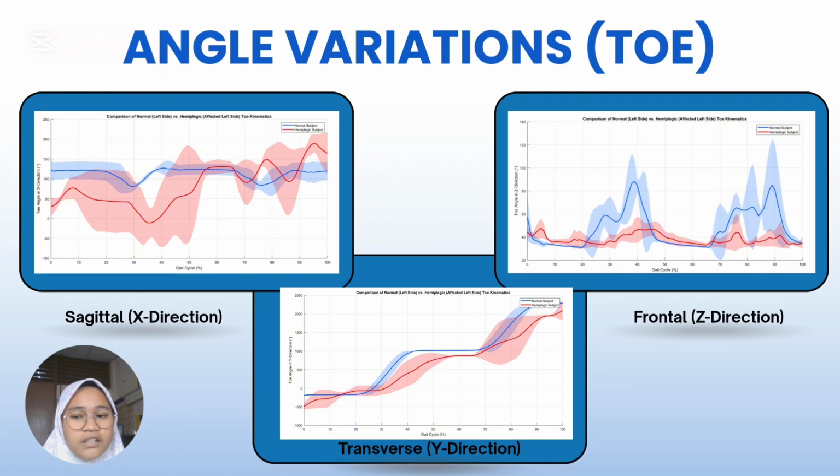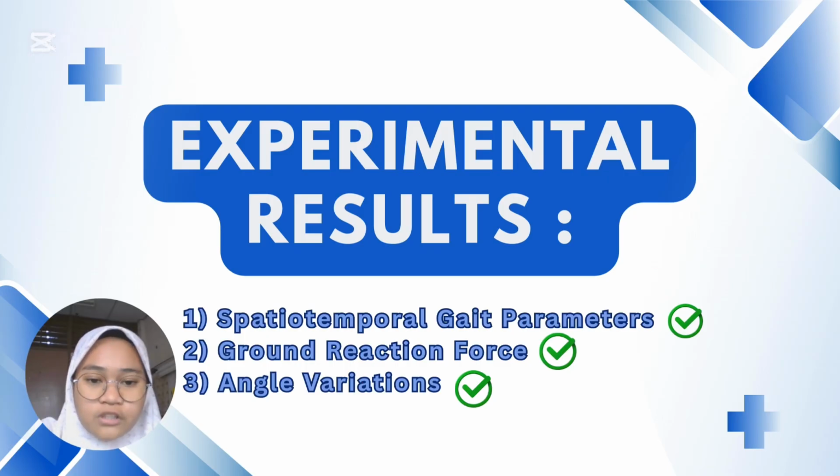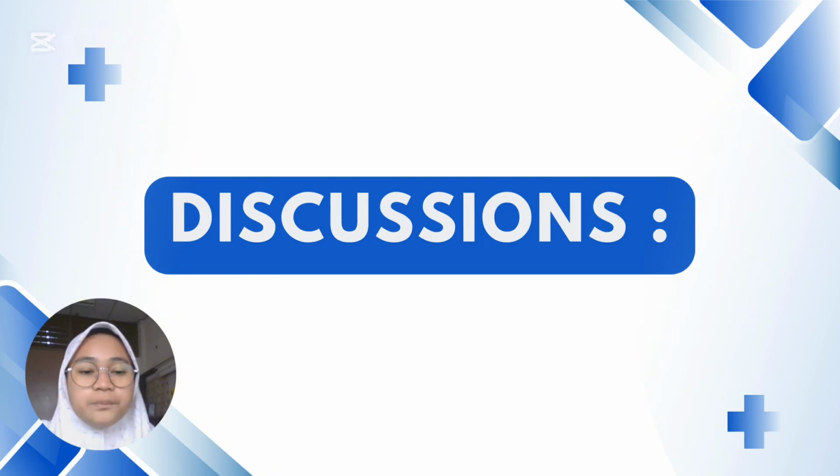This mechanical failure explains the pelvic hiking we saw earlier. The subject is forced to use their hips to lift their leg because the ankle and toe can no longer perform the necessary clearance movement. So that's all for the experimental results part. I will pass down the discussion parts to my friend.